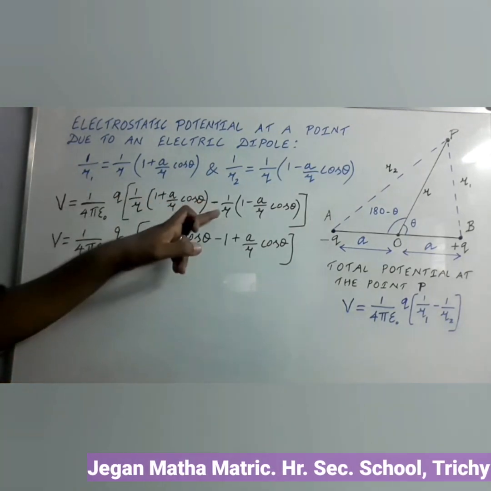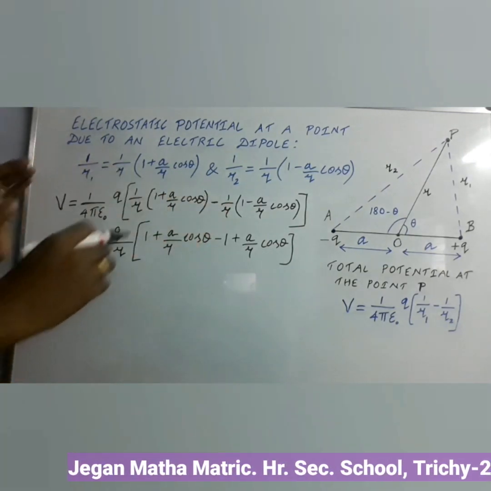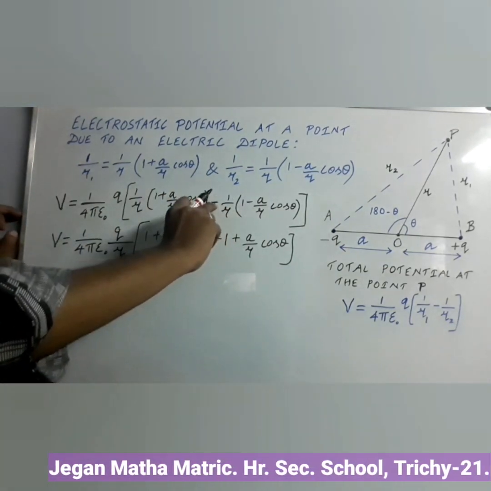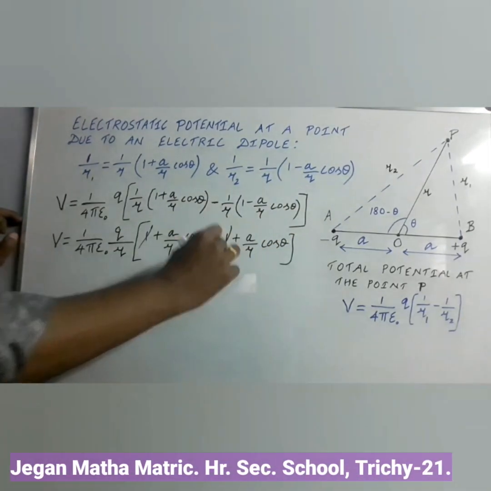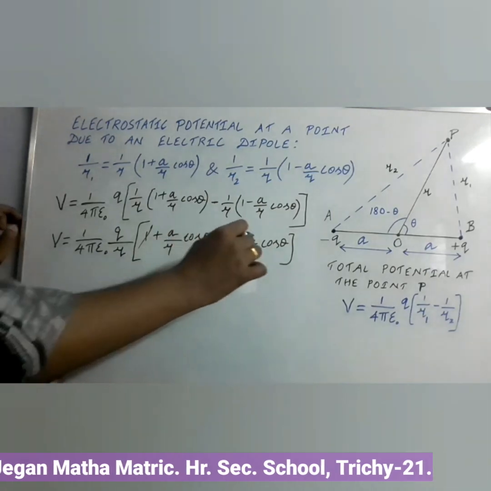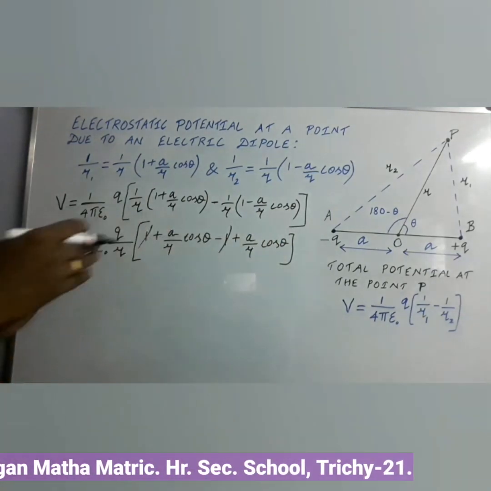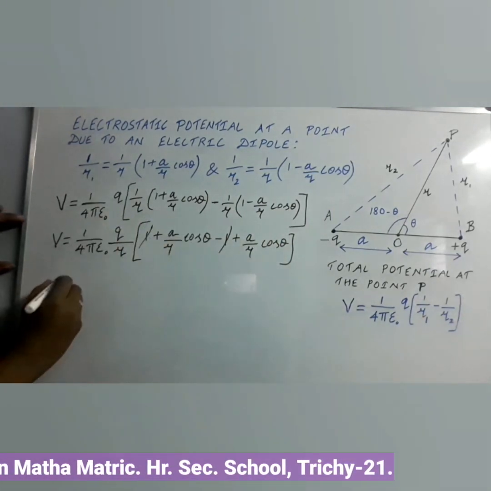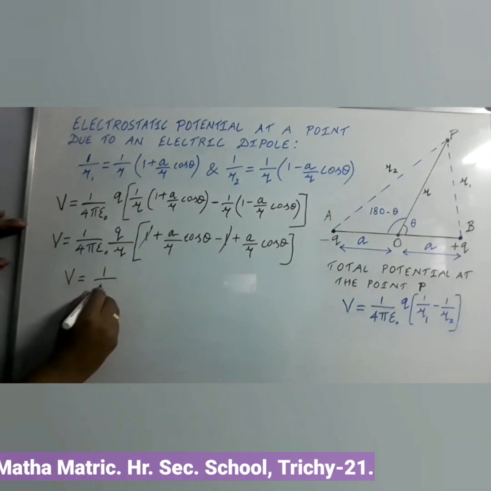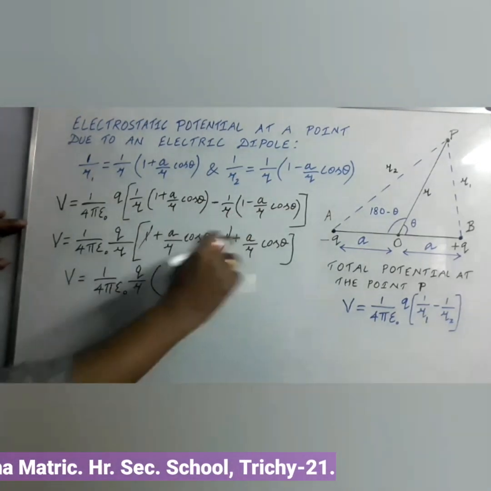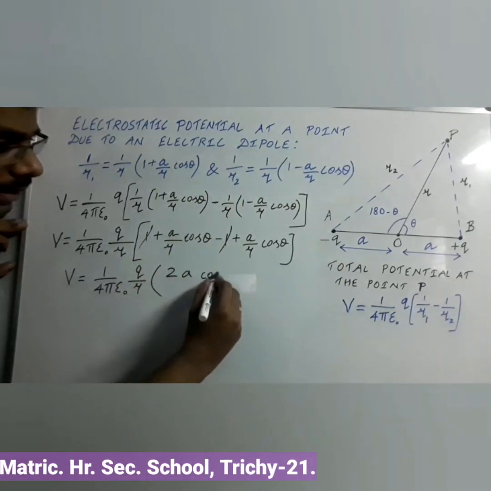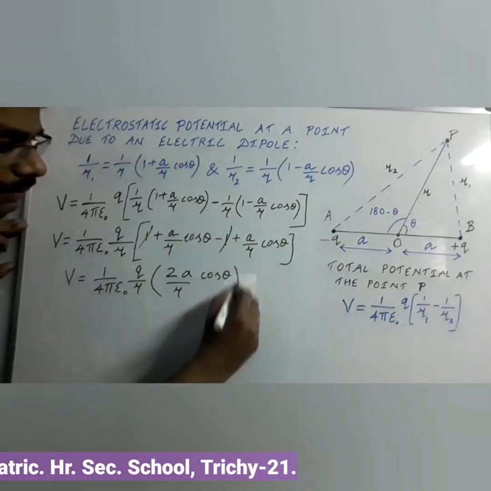I hope you can understand. So 1 by R has been taken outside. The minus is already there, so minus can be multiplied within that bracket. So minus 1, here plus 1. That 2 can be cancelled. Here A by R cos theta, here also the same thing, A by R cos theta. That 2 can be added. If it is added, B is equal to 1 by 4 pi epsilon naught Q by R within a bracket. We are going to add, that means 2A cos theta by R.